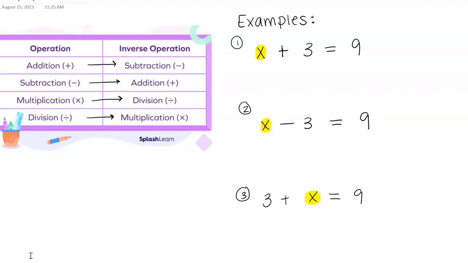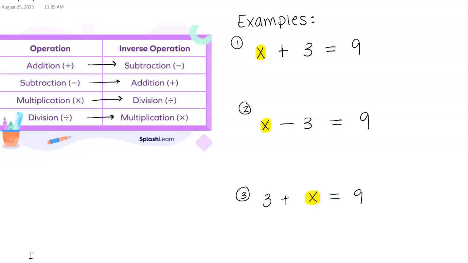We also want to keep in mind our operations that we see and their inverse operations. So when we see addition, we want to undo addition with its inverse operation, subtraction. When we see subtraction, we want to undo subtraction with its inverse operation, addition. When we see multiplication, we want to undo with its inverse operation, division, so on and so forth.